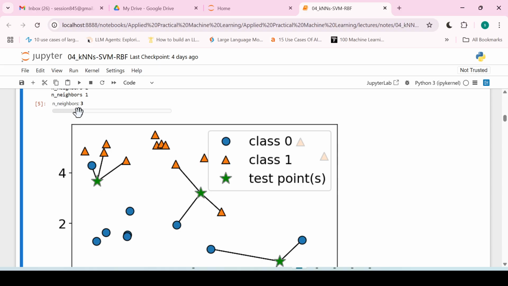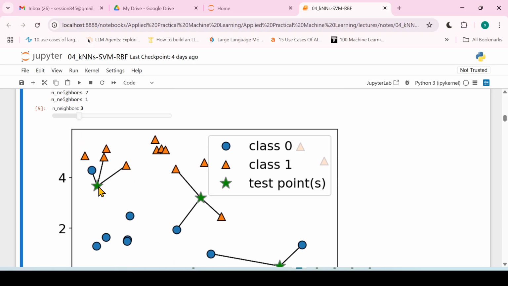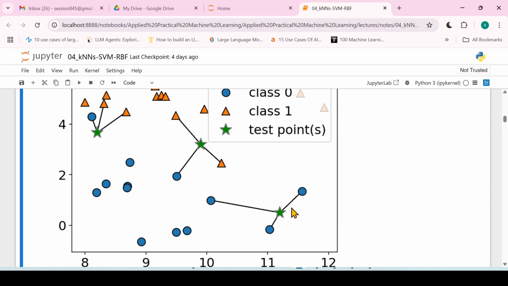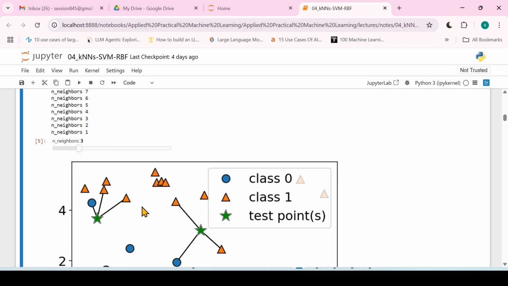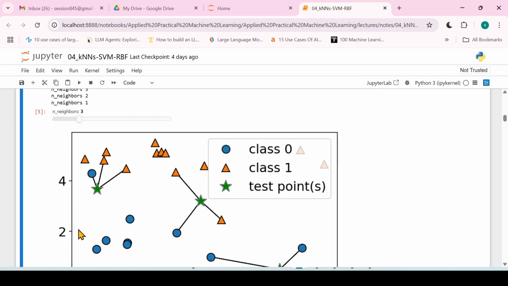Let's choose n as 3. With n as 3, we can see that two examples belong to class 1 and one example belongs to class 0. So here we'll take the majority vote. Because the red triangle examples are more numerous, we'll label this green star as class 1. In this case we still have the class 1 label, and here we still have the class 0 label. So we can take the decision based on n neighbors. And how do we calculate it? Basically we need to calculate the distance. We'll talk about that.